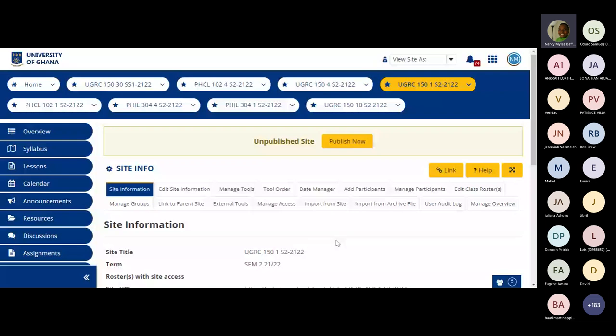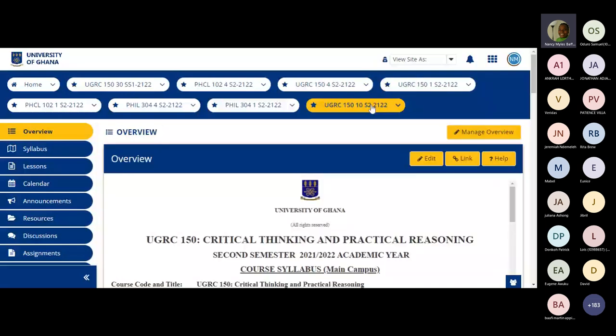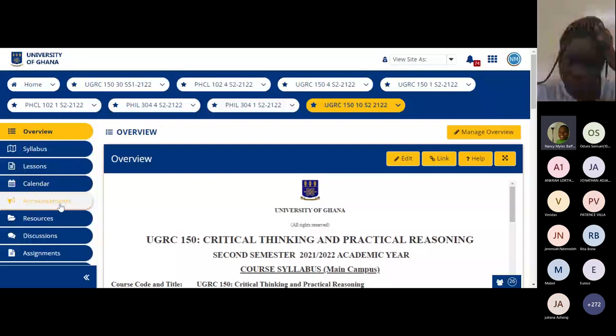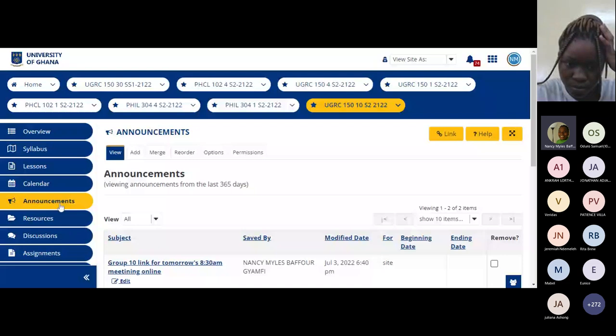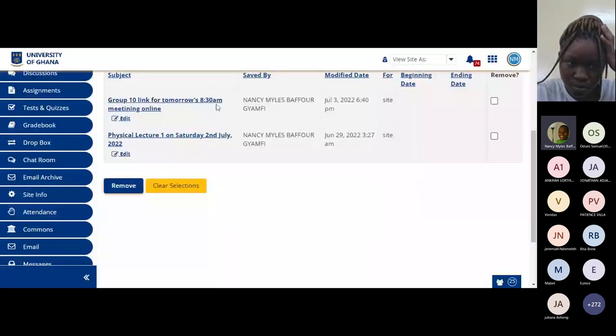So when you go to your Sakai, this is mine. You see all the courses I have up here. You will just go into your group. So this is group 10. I have advised everyone to go to the announcement tool on every course that is mounted online on Sakai. When you get to the course site, visit the announcement tool first. It's important. You will know the announcements that have been posted for you there. Okay? So these ones are there for you.